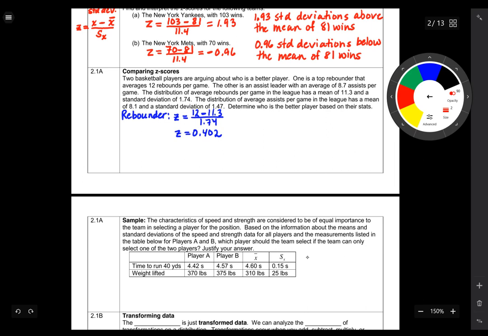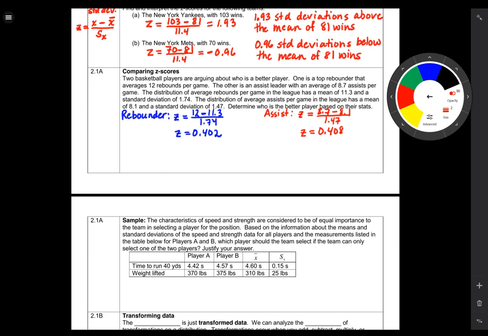Now let's find the assister, I guess. So z equals, the assist player averages 8.7 assists per game, and the average is 8.1, divided by the standard deviation, which is 1.47. And so the z-score is 0.408.